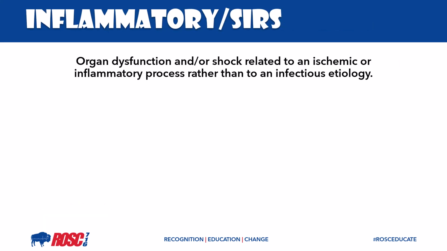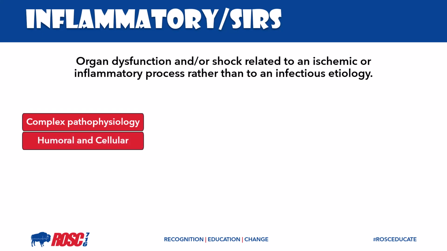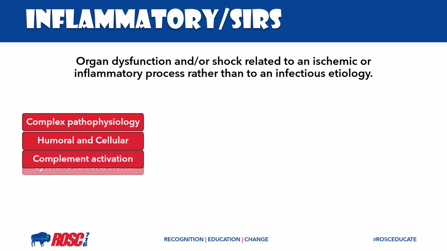Next, we have non-infective inflammatory shock. This is organ dysfunction or a shock related to an ischemic or inflammatory process rather than an infectious etiology. Now, the pathophysiology of inflammatory shock is similar and just as complex as sepsis. In fact, it often mimics sepsis. It includes an exaggerated humoral and cellular response, complement activation, and pro-inflammatory cytokine release.